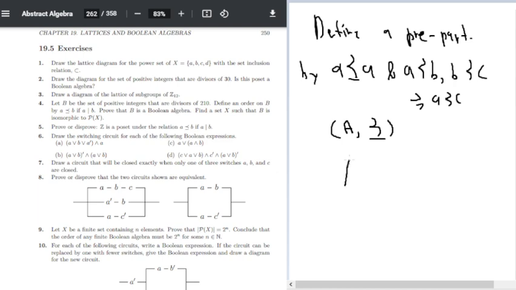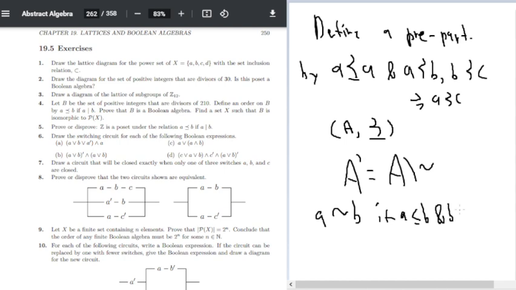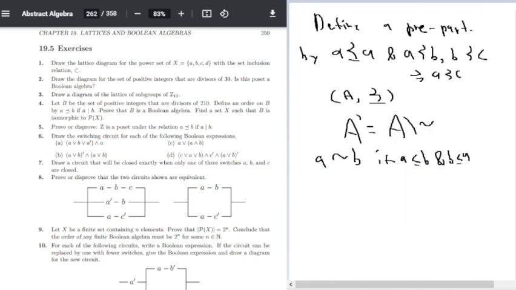So we have A prime equal to A modulo the equivalence relation, with the equivalence relation given by A is similar to B if A is less than or equal to B and B is less than or equal to A. Now we define a relation on A prime: A prime is less than or equal to B prime if A is less than or equal to B. So we basically move from elements to equivalence classes.